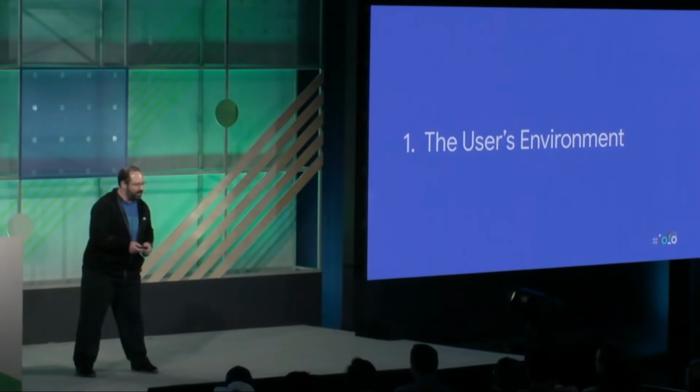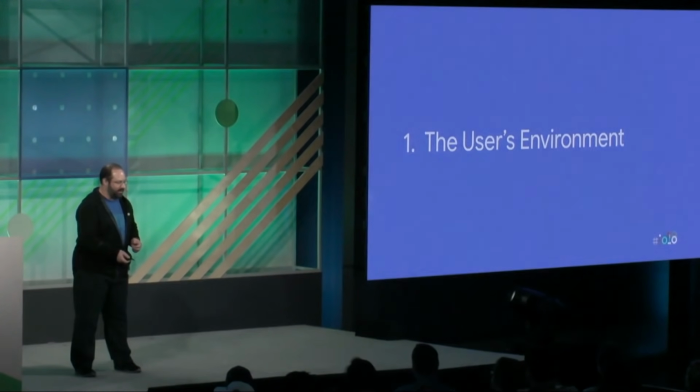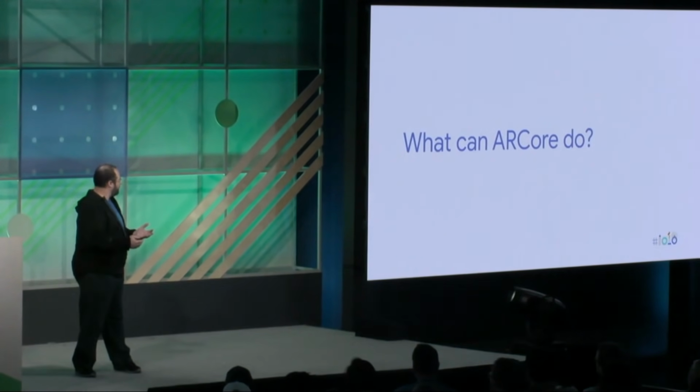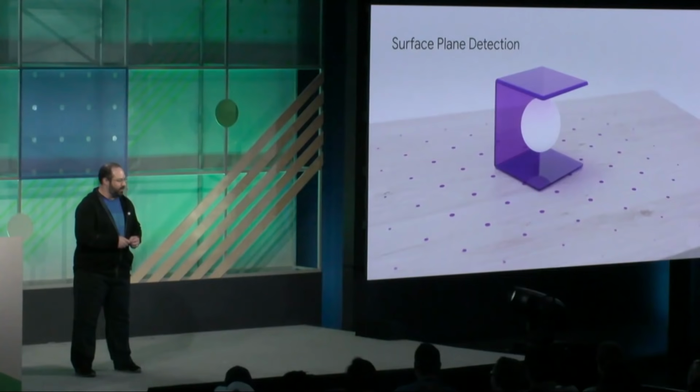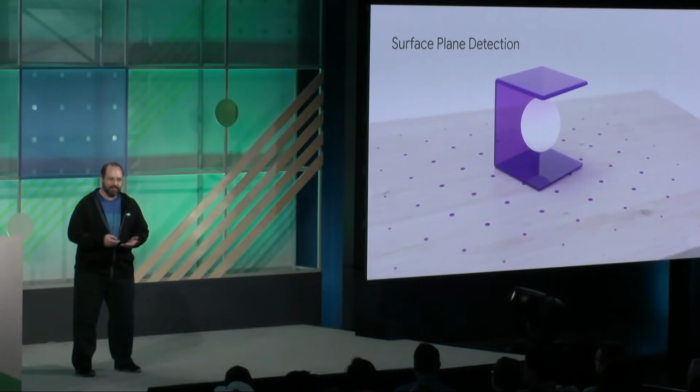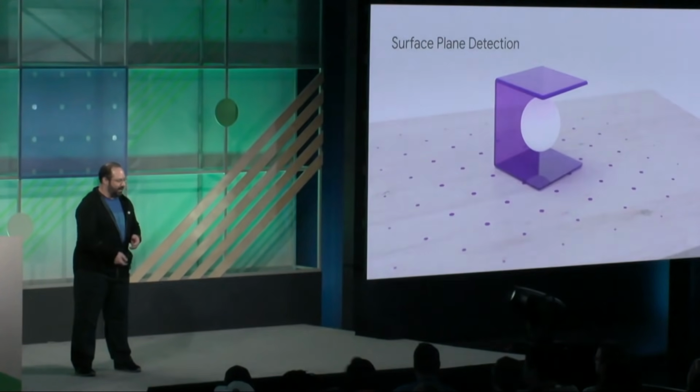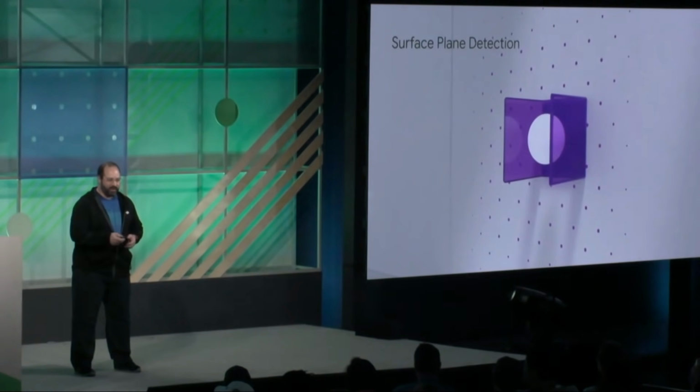All right, so let's start out talking about the user's environment, the first pillar of AR design. So ARCore is a relatively new technology. So just to begin, let's talk about what ARCore can actually do. It does lots of things. I think the first thing that everyone's familiar with is surface plane detection, where it can understand surfaces, tables, floors, those types of things. It can also do walls, vertical surfaces.